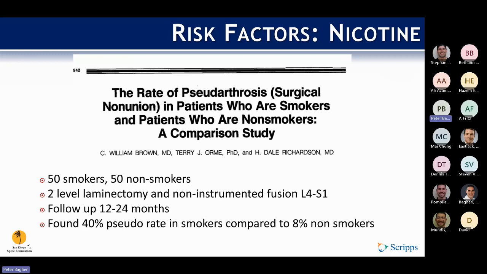So this was another paper that looked at 50 smokers and 50 non-smokers that underwent a 2-level laminectomy. And there was a 400% increase in pseudoarthrosis rate in the smokers compared to the non-smokers group.